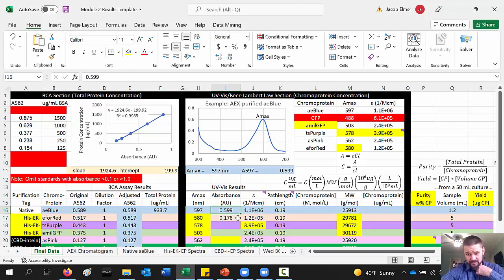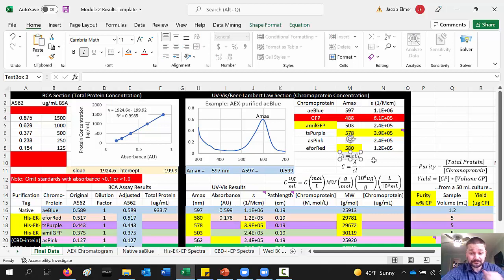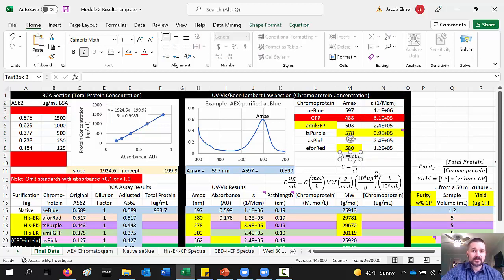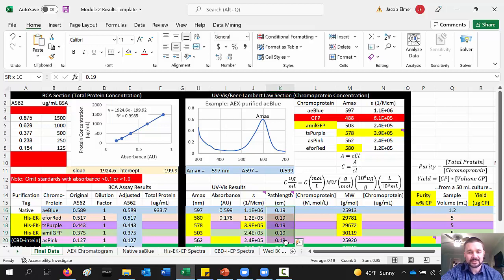Then we can convert that absorbance to a concentration of that chromoprotein using the Beer-Lambert law, A equals ECl. We just have to know two things. We have to know what E is, that's the extinction coefficient, and that's what's listed in this column here, and the path length L. Now, the path length L is actually easier to get. That's just the height of the water column in that 96-well plate. And if we add 200 microliters to a 96-well plate, we know the height is 0.19 centimeters. So you can see I already have that filled in for you here. And the extinction coefficients are right here.